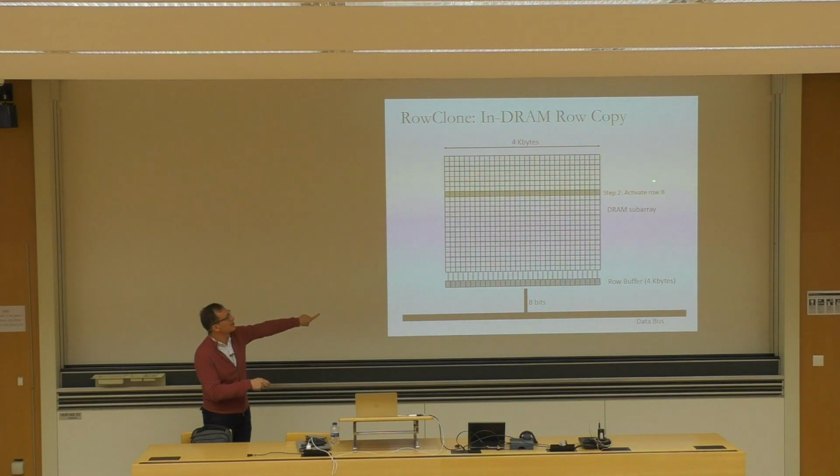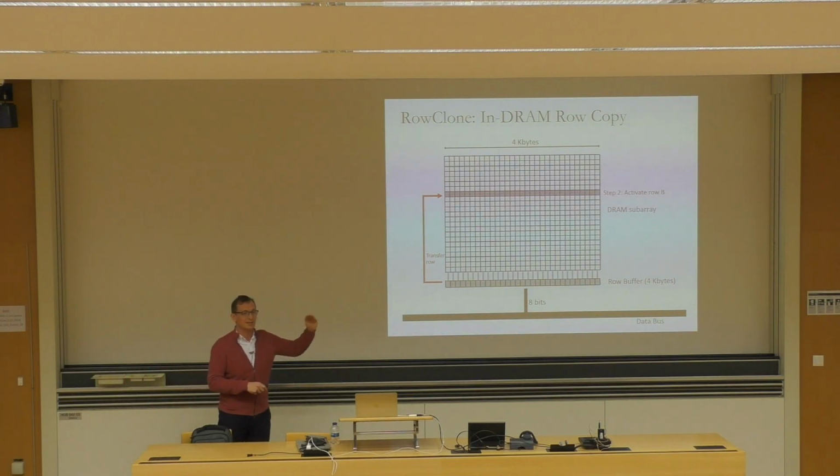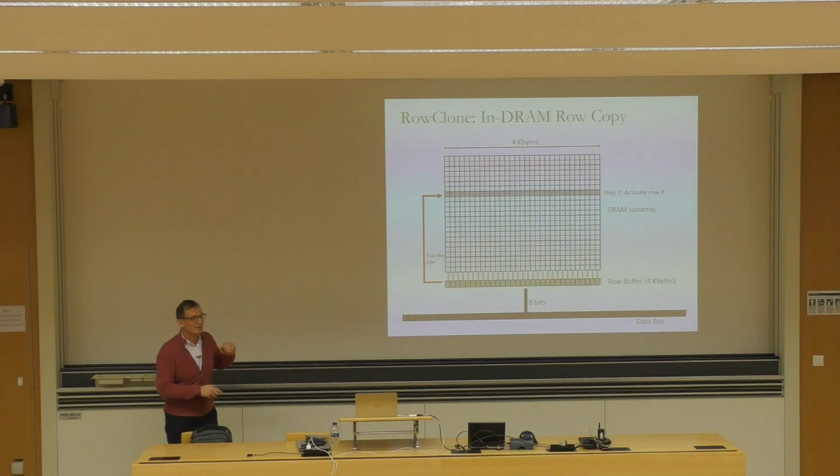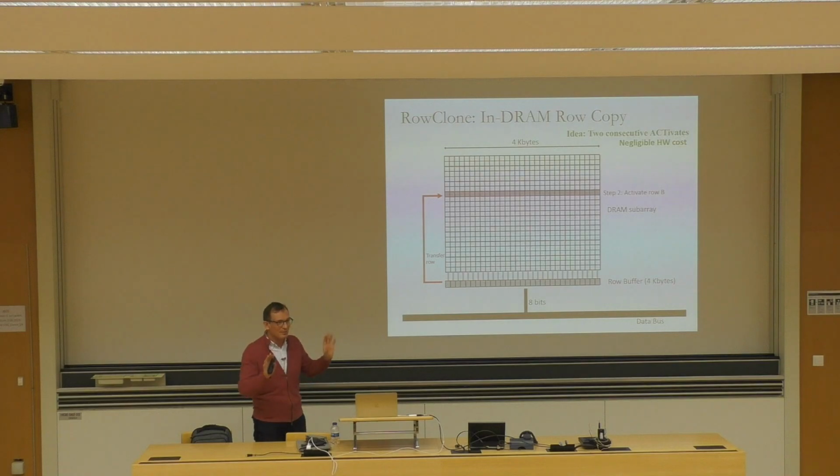Once you activate the destination row, the sense amplifiers get connected to the destination row, which means that the data that they store is driven into the cells of the destination row. And that's the key idea, basically. By doing these two consecutive activates, you can copy the data from the source row to the destination row by going through the sense amplifiers. Okay? So that's the idea. It's negligible hardware cost. I'm not going to go into the hardware cost over here, but it's almost zero hardware cost, and we'll talk about that later on in a little bit.